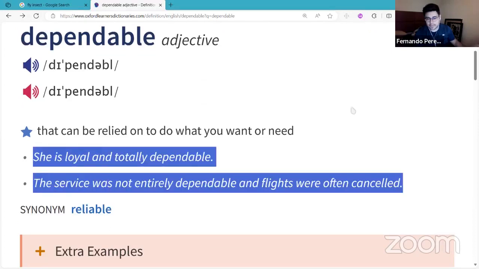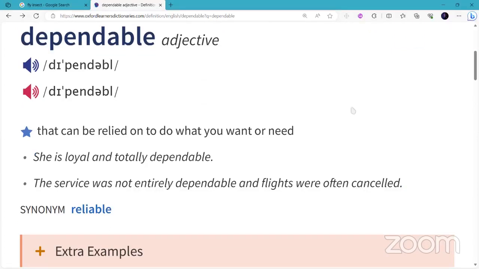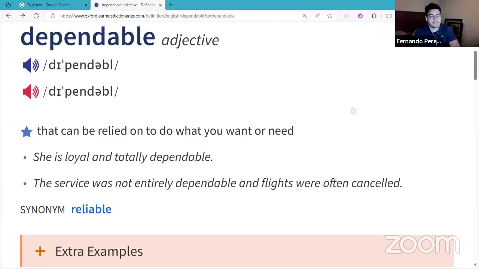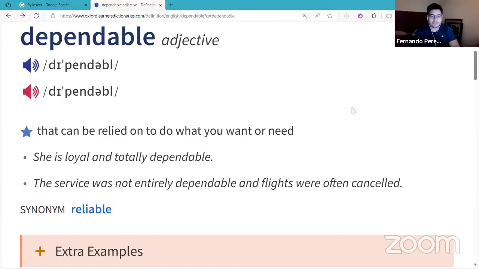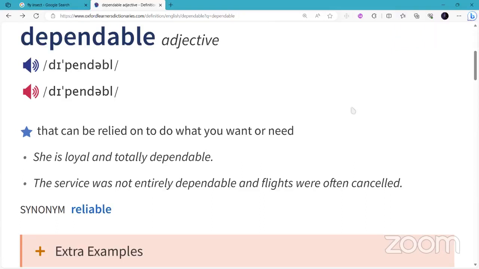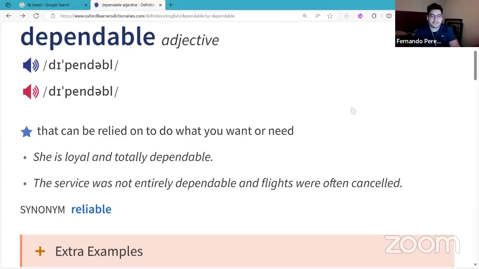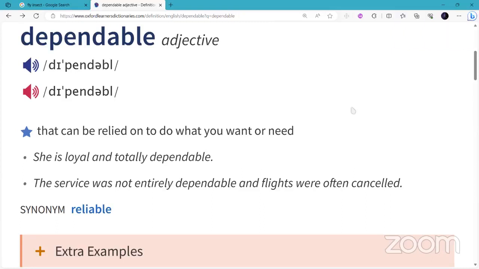Read these examples. That can help you. She is loyal and totally dependable. The service was not entirely dependable. Flights were often cancelled.